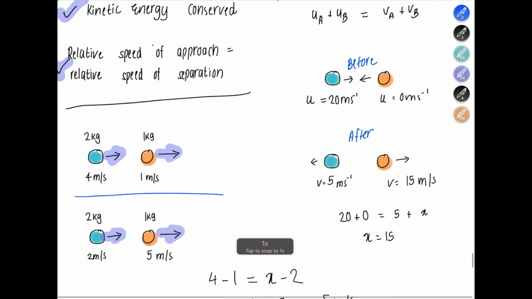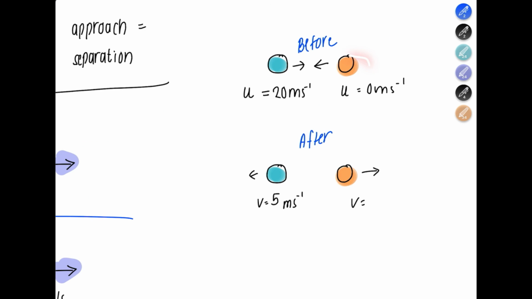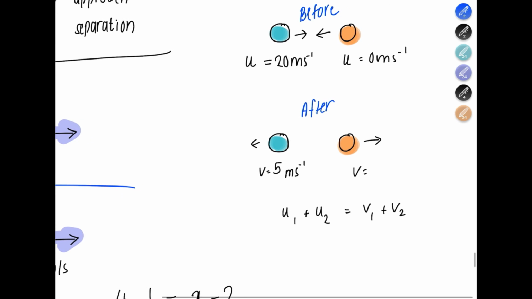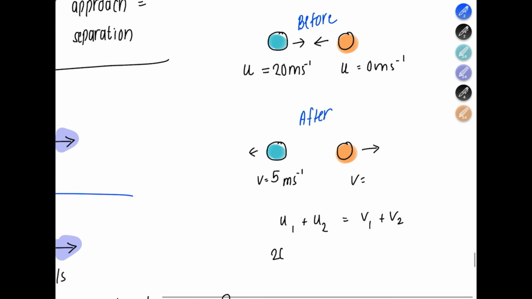Let's look at some examples. Here two objects are approaching each other with these velocities. You're supposed to find the velocity of object B. To do that, you can write u1 plus u2 equals v1 plus v2. So u1 plus u2 is 20 plus 0 equals 5 plus v2. So v2 is going to be 15, so this is 15 meters per second.